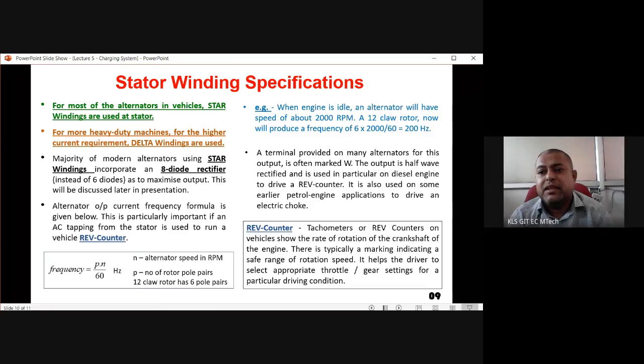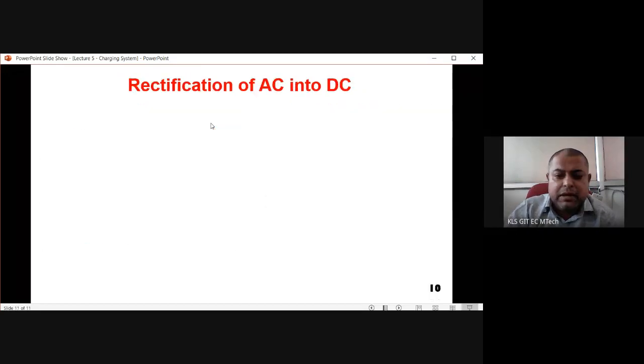For the battery, there is an event called rectification. We'll start with the rectification event next day. So I'm stopping now.